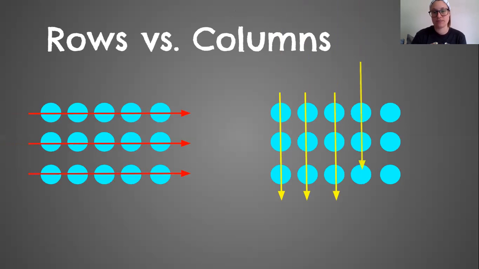One of the things that I shared with some students this week is the way I remember the difference: there is an L in the word column, and L is a letter that goes up and down. So that's just a little trick for me to remember that rows go side to side, columns go up and down, because just like the letter L, it goes up and down. Hopefully that will help you.